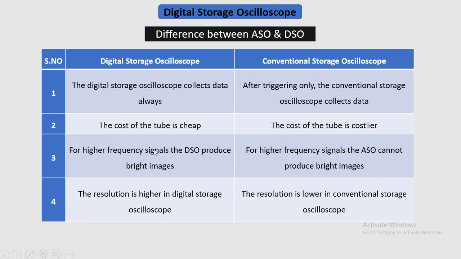for higher frequency signals, bright images can be produced, but in case of ASO, for higher frequency signals, cannot produce bright images. In case of DSO, the resolution is higher, but in case of ASO, the resolution is lower. So this is the difference between ASO and DSO. So this is all about the CRO and DSO.